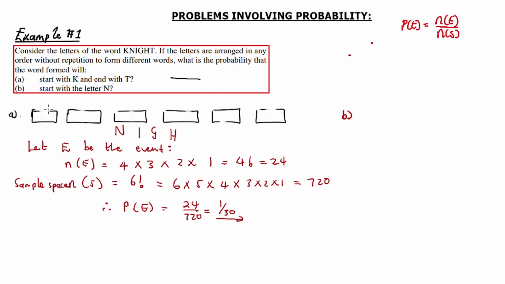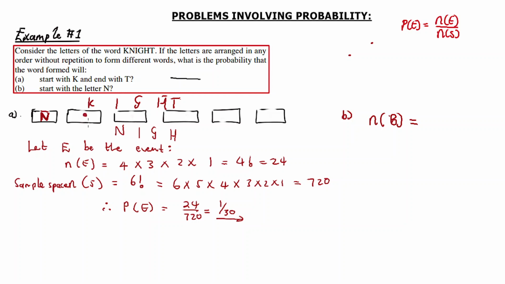Okay. Now this example, but the word starts with N. How many choices? If the word arrangement starts with N, I'm only left with K, I, G, H, T. So for this one, let's call this event B. The number of outcomes in event B, now the word starts with the letter N.